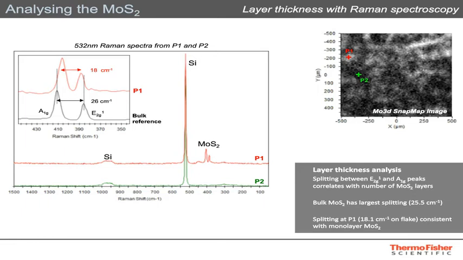By using coincident XPS and Raman analysis on the same tool, we have analyzed the elemental and chemical composition of a 50-micron flake of molybdenum disulfide, but we have also measured its thickness with Raman spectroscopy.